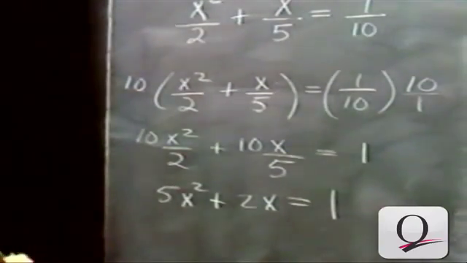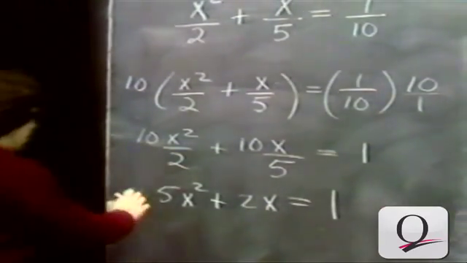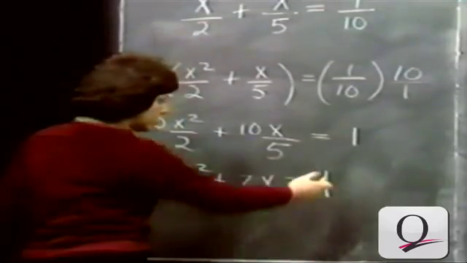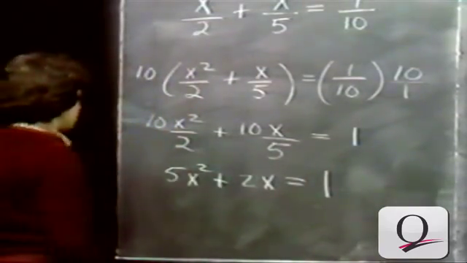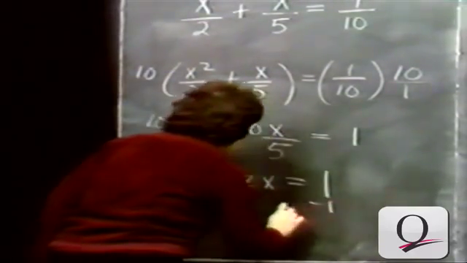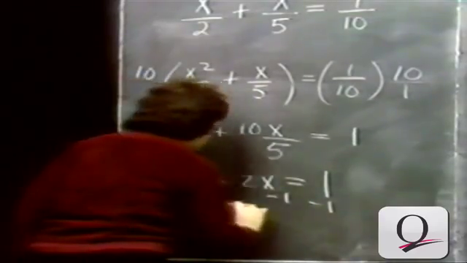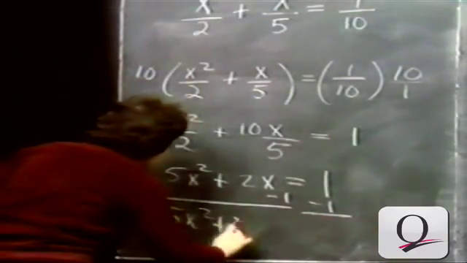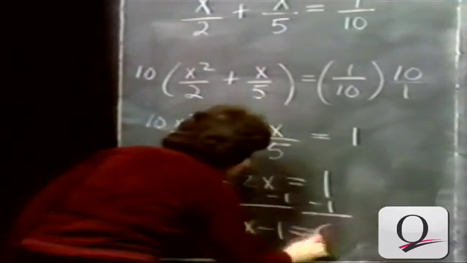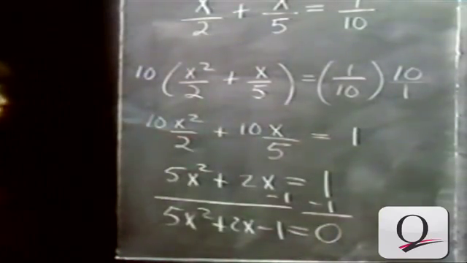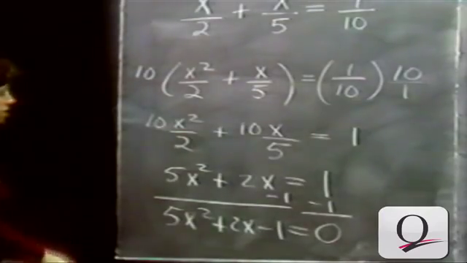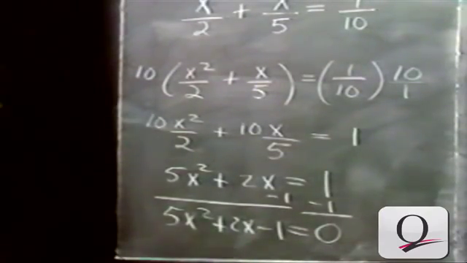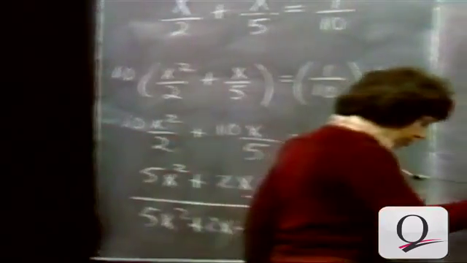Now we almost have this in standard form with integer coefficients. Let us subtract 1 from both sides of the equation. This gives us 5x squared plus 2x minus 1 equals 0. Now we have it in the form ax squared plus bx plus c equals 0. We can solve it by the quadratic formula.